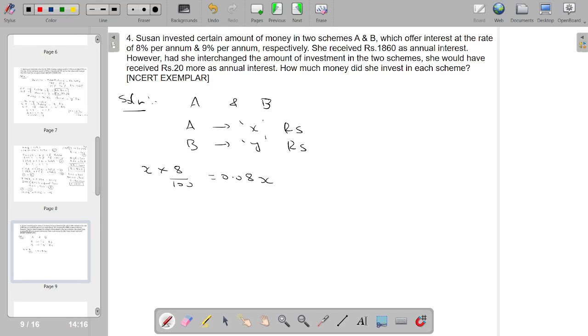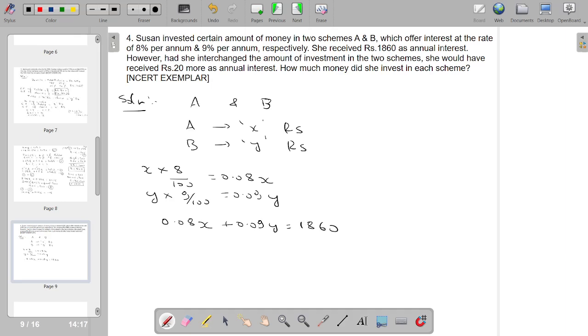That is 0.08x. And 9% of the Y rupees, how much? This is for scheme B, 0.09y. So how much did she get? 0.08x plus 0.09y. Together from these two schemes she got 1860 rupees.